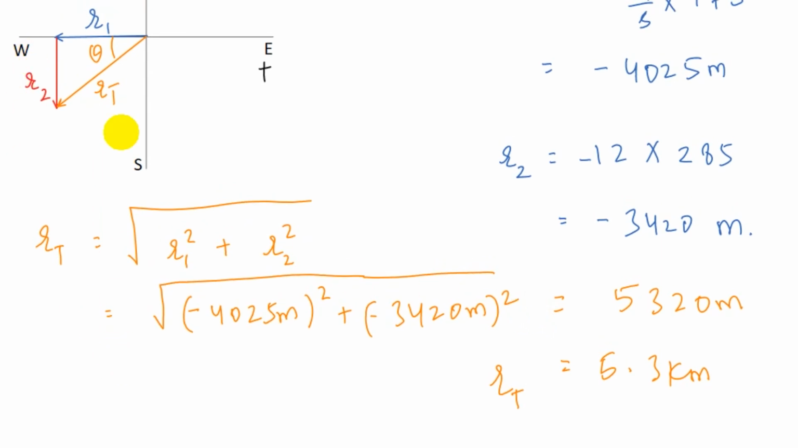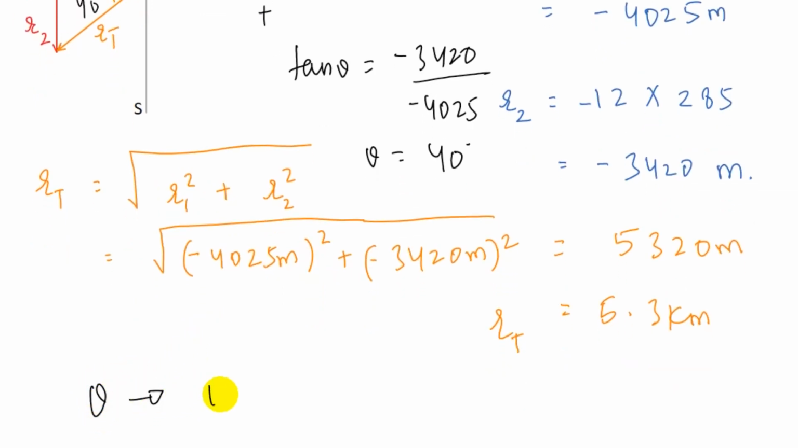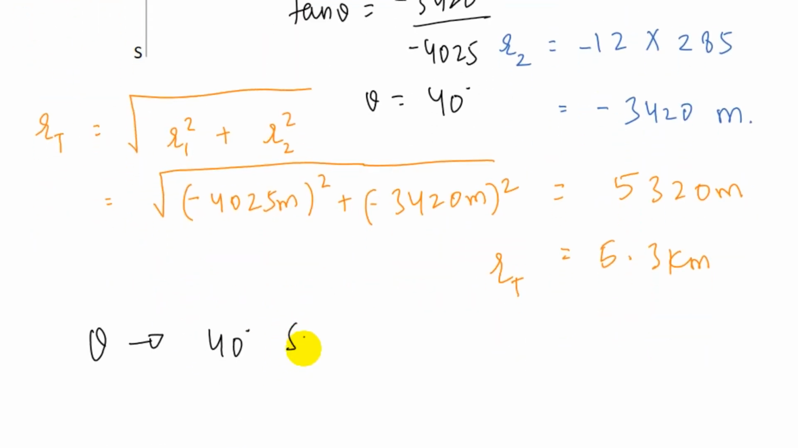Now theta. You can write tangent theta, this would be perpendicular over base. Perpendicular is R2, and this value is minus 3420. Base is minus 4025. And from here, we can easily find theta, and theta will be equal to 40 degrees. So we can write that the direction theta would be 40 degrees. This is south of west. So 40 degrees south of west.